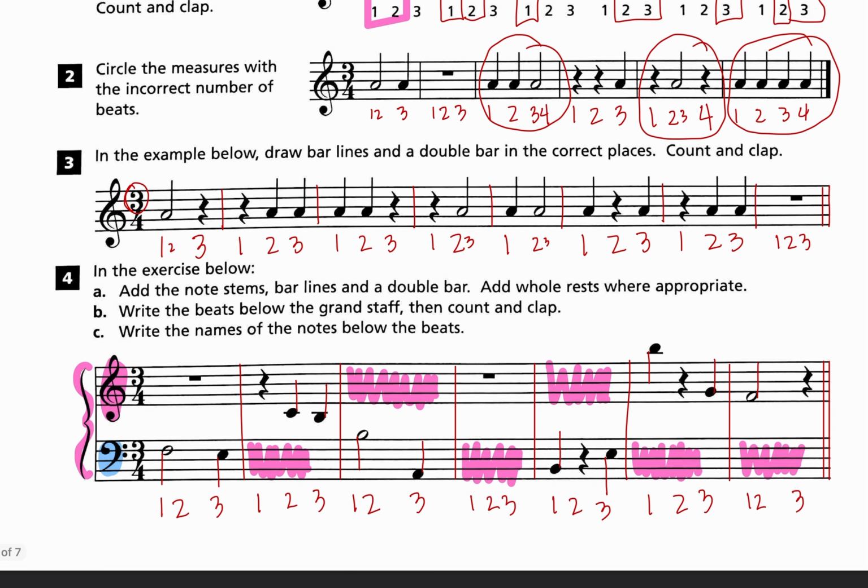All right, so let's get our whole rests drawn in. Whole rest, whole rest, whole rest, whole rest. And remember, the whole rest is always in the third space. Whole rest and whole rest.